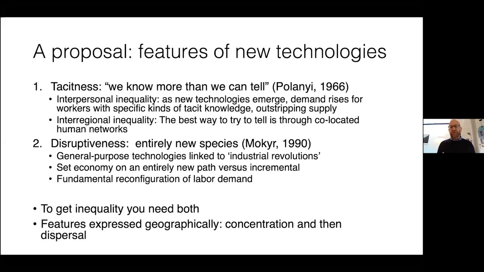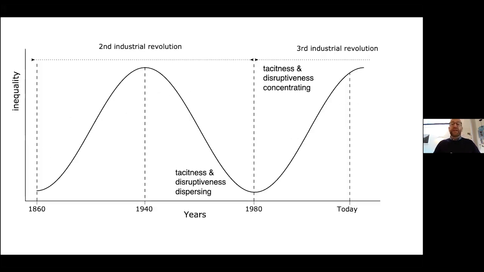And we think that these features of tacitness and disruptiveness are likely to be expressed in a very geographical way, meaning that we're going to have this rise and fall of concentration and dispersal. To give you a very crude rendering of what we're thinking about here, we can think about these major technology shocks, industrial revolutions, producing this dense concentration of tacitness and disruptiveness. And then at a certain point, that shifts to something else, and we get a decline in inequality.